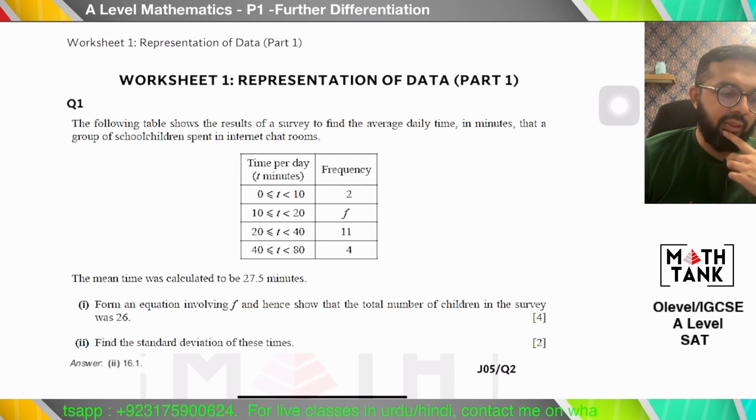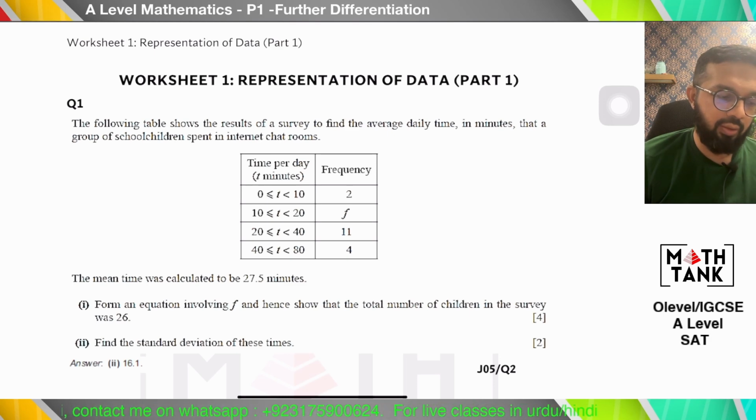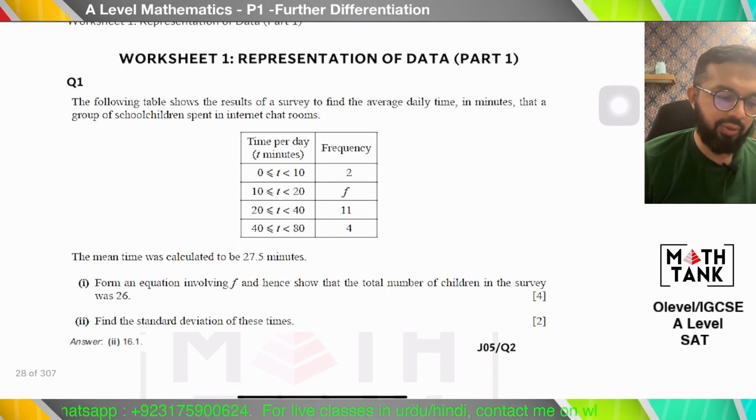So let's begin. The following table shows the results of a survey to find the average daily time in minutes that a group of school children spent in internet chat rooms. The mean time was calculated to be 27.5 minutes. Form an equation involving f and hence show that the total number of children in the survey was 26.